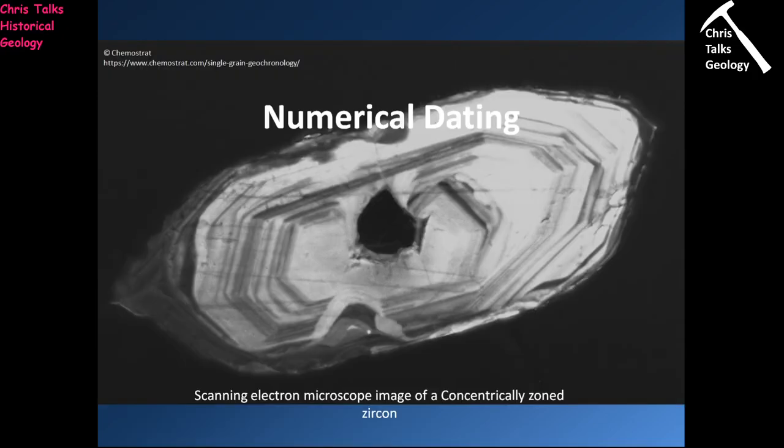Okay, so now let's have a think about numerical dating. This is the process of taking a rock, or more accurately, a mineral in a rock, and using radioactivity to produce a numerical value, an age that actually has a number associated with it.